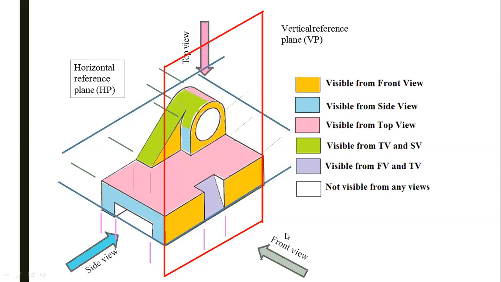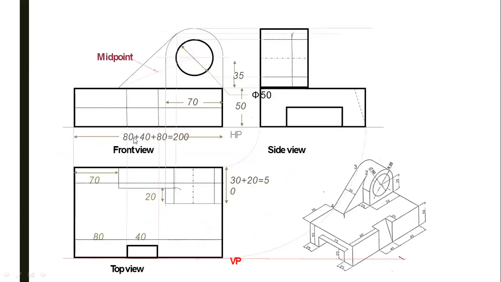Which parts are visible in your front view? It is shown by yellow color. This flat base portion is visible. The slot over here is also visible, but this slot is not only visible in the front view, it is also visible in the top view. So it is given a different color. The visible parts in the front view are this portion, this portion also, this circular portion, and this slant portion. This is the type of front view we have to draw.